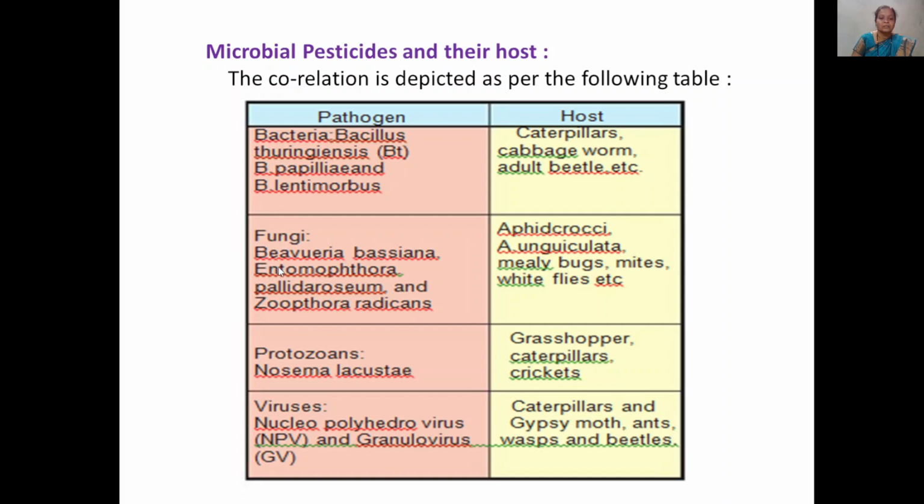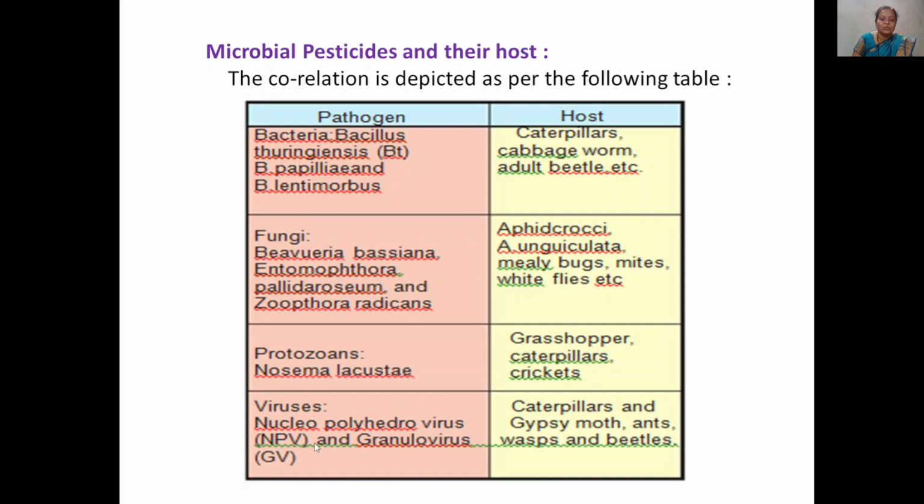Fungi. Here are names of fungi: Beauveria bassiana, Entomophthora, Pallidaroseum, and Zoophthora radicans are found in hosts like aphids, mealybugs, mites, white flies, protozoans. Here, Nosema locustae are found in grasshoppers, caterpillars, and crickets.